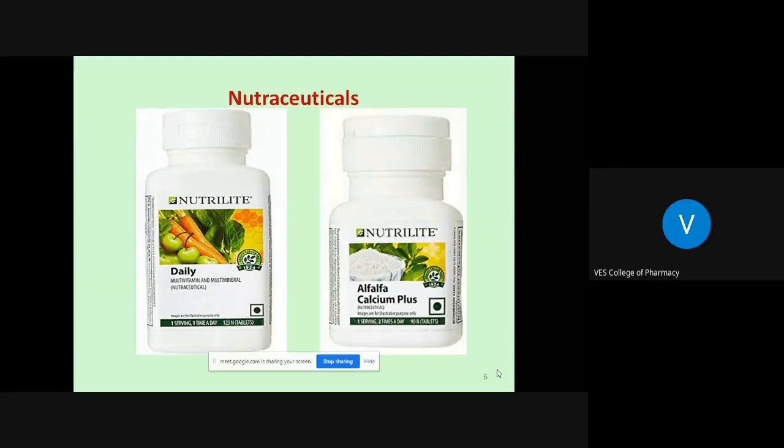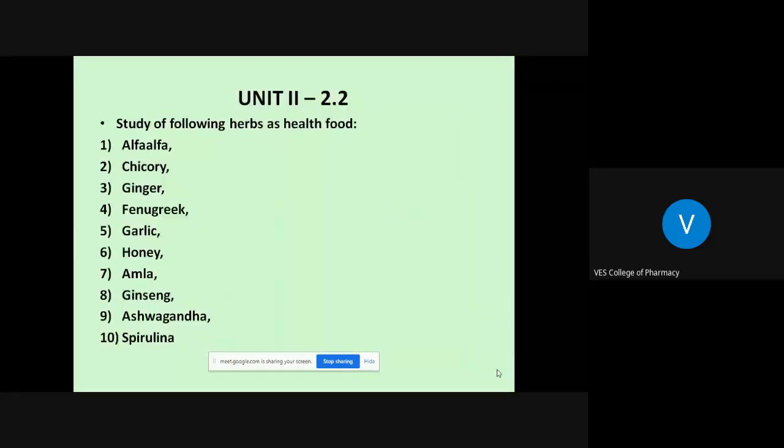Over here, I have shown you the photograph of a brand, Daily from Nutrilite Amway, which is a multivitamin, multimineral tablet. Alpha along with calcium is another type of nutraceutical available in the market. So in today's lecture, we will be starting with different herbs as health food.